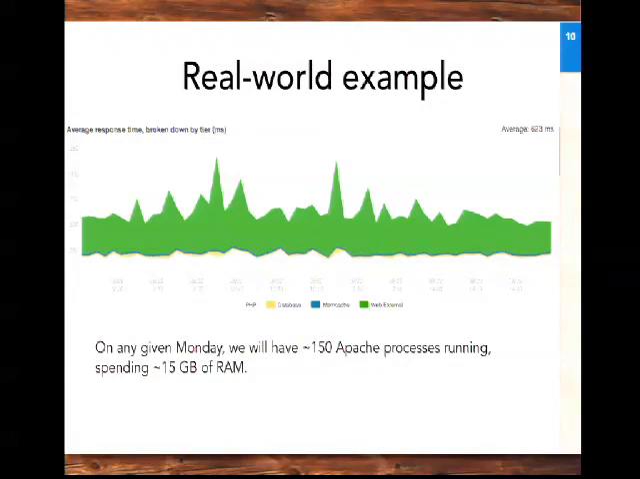This is a picture of another large website we are running. This is what the server is spending its time on. You can see the large green area is waiting for external web services. I don't know if you can read the bottom text, but basically on any given Monday, we have like 150 Apache processes standing around and using 16 gigabytes of memory. Most of the time, they're just twiddling their thumbs. A third of the time, they're not being used because they're waiting for something else to happen. And that's a huge waste of resources.